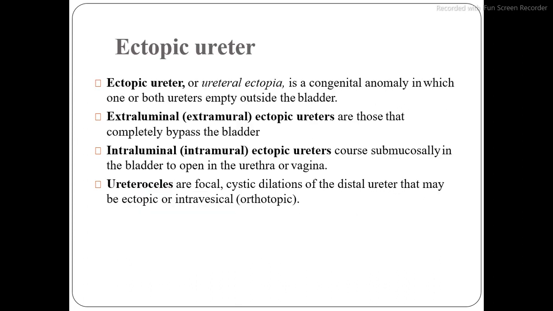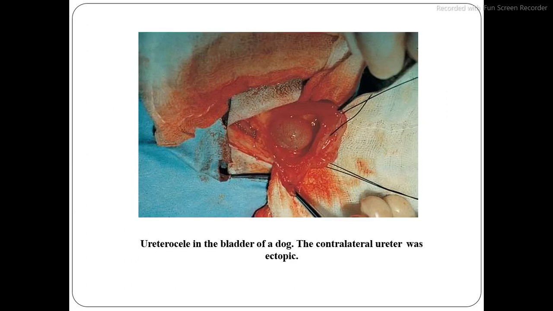Ectopic ureter, or ureteral ectopia, is a congenital anomaly in which one or both ureters empty outside the bladder. Extraluminal, extramural, ectopic ureters are those that completely bypass the bladder. Intraluminal, intramural, ectopic ureters course submucosally in the bladder to open in the urethra or vagina. Ureteroceles are focal, cystic dilations of the distal ureter that may be ectopic or intravesical, orthotopic. Ureterocele in the bladder of a dog. The contralateral ureter was ectopic.